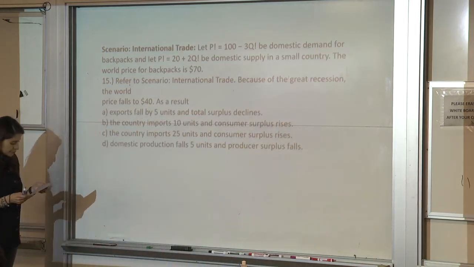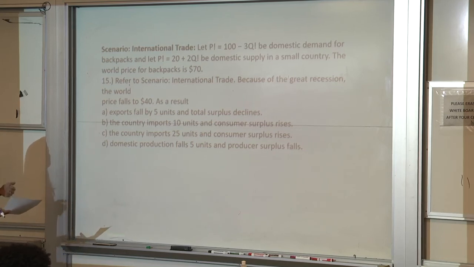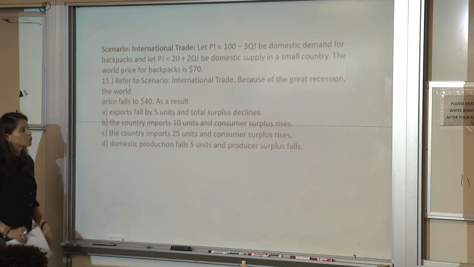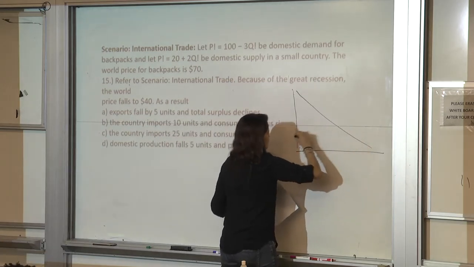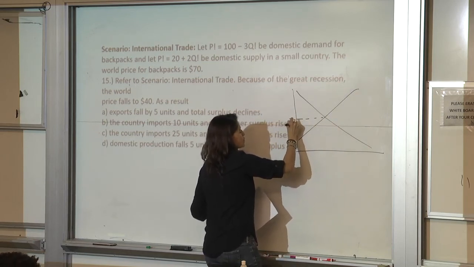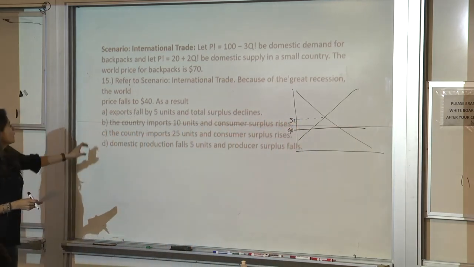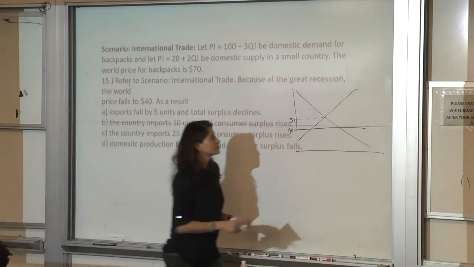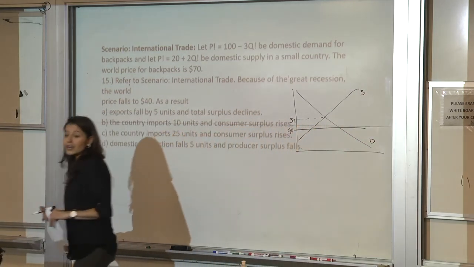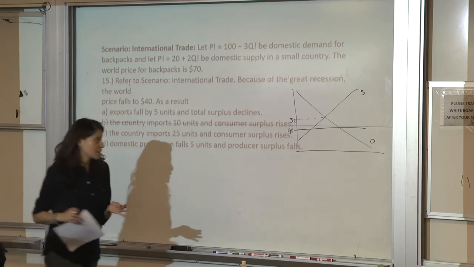Okay, so question 16. Same supply and same demand. The world price for backpacks is 70, but because of the Great Recession, the world price falls to 40. So now we just do the same but with a different scenario. We have this is 52. Now the world price goes here to 40. So we need to check what happens with exports or imports. What is going to happen now? Are we going to export or import? Import, right? Yes? Okay, good.